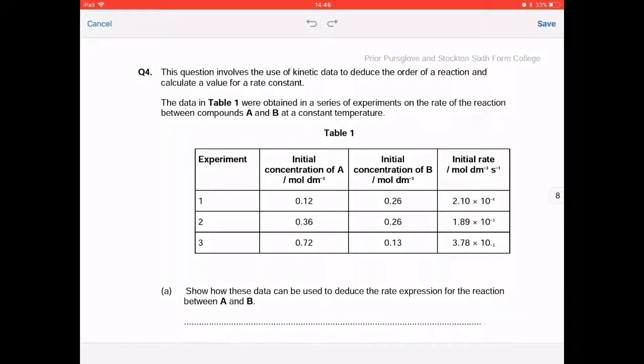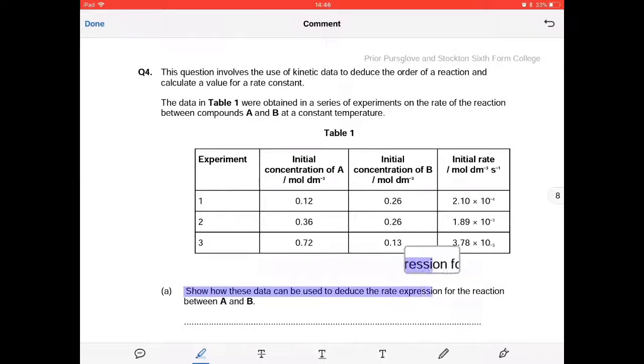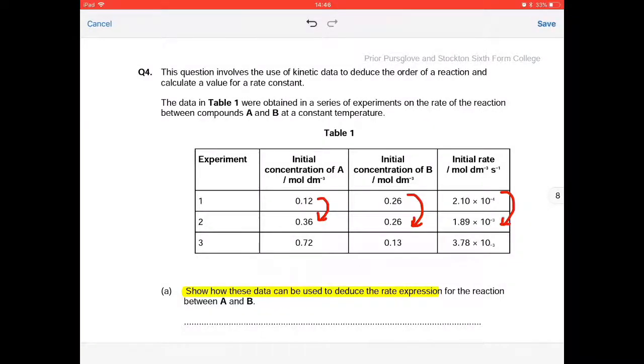Okay, so for question 4, this question is to do with rate equations. So the idea is that in the first question, you're going to show how this data can be used to deduce the rate expression. So what it's effectively asking is for you to calculate the orders of reaction with respect to A and B. Initially, we're going to look at experiments 1 and 2. The reason for that is that in experiments 1 and 2, the concentration of B doesn't change, so it stays the same in both. However, the concentration of A does change here, and that affects the rate.